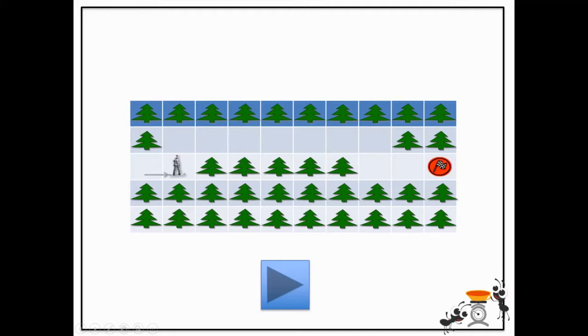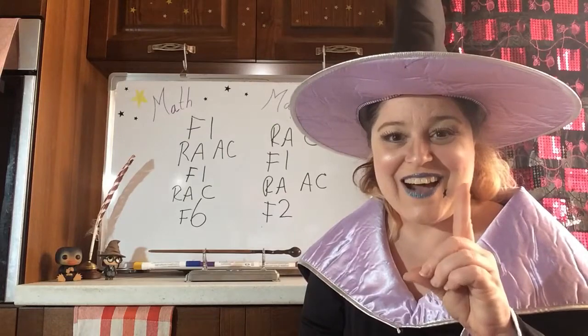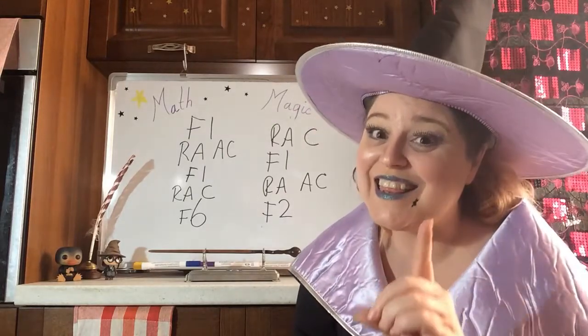Forward 1, right angle turn anti-clockwise. Forward 1, right angle turn clockwise. Forward 6, right angle turn clockwise. Forward 1, right angle turn anti-clockwise. Forward 2. Excellent job. He didn't crash. Fabulous. Now, take a look at this picture.